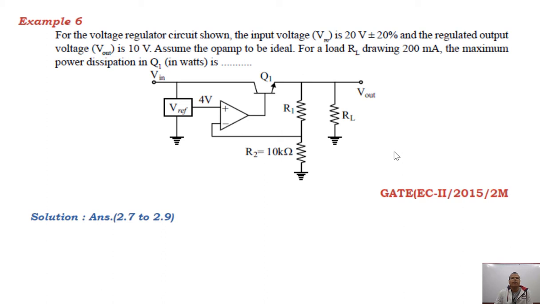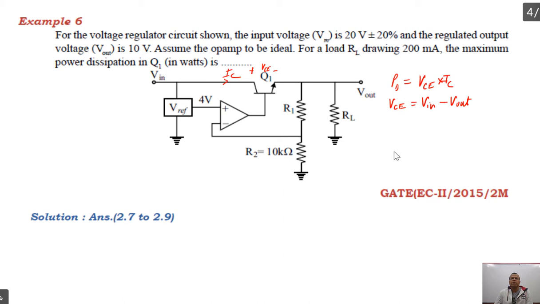For the voltage regulated circuit shown, the input voltage Vin is 20 plus minus 20%. The regulated output Vout is 10 volt. Assume the op-amp is ideal. For the load RL drawing 200 milliampere, the maximum power dissipation in the transistor is. So the power dissipation in the transistor, with voltage VCE across the transistor and collector current IC, is given by VCE multiplied by IC, where VCE is equal to input voltage minus output voltage.